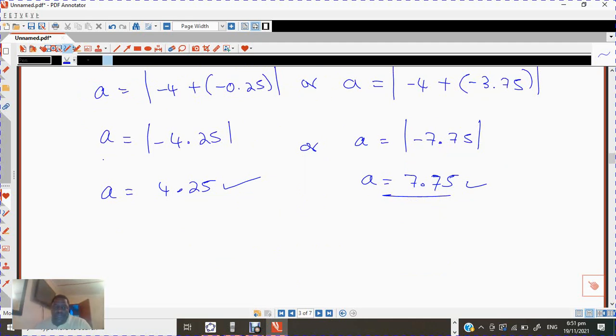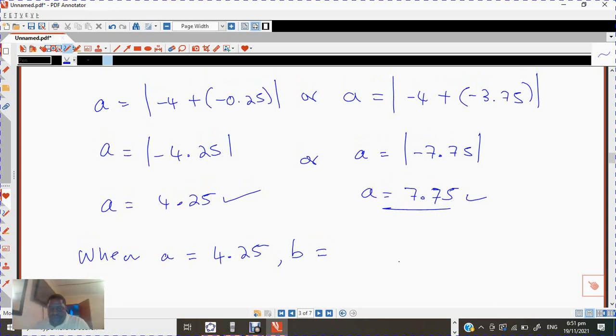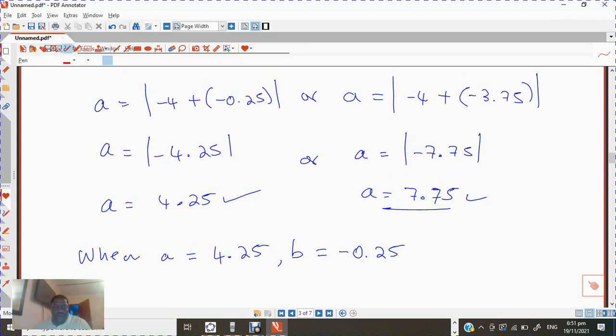Then you can go ahead and answer it accordingly. You can say when a equals 4.25 and b equals negative 0.25. And the other solution would be when a equals 7.75, b will equal negative 3.75. Those are the solutions then to the values of a and the values of b.